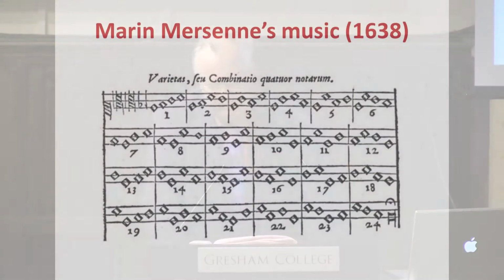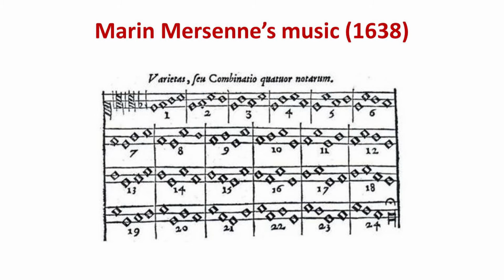A musical example was given by the French Minim friar Marin Mersenne, who flourished around the year 1600. In his Harmonicorum Libri, the book of harmonic principles, actually in 1636, he displayed, as you can see here, all the 4 factorial equals 24 permutations of 4 musical notes. Not content with that, he then proceeded to write out in full all the 6 factorial equals 720 possible songs with 6 notes. And they all appear in this book.